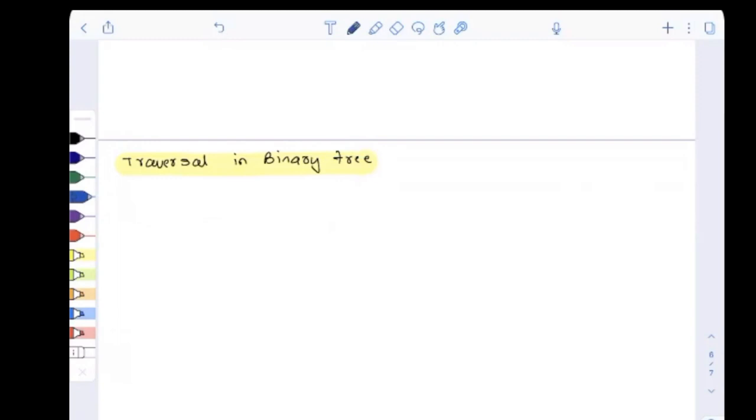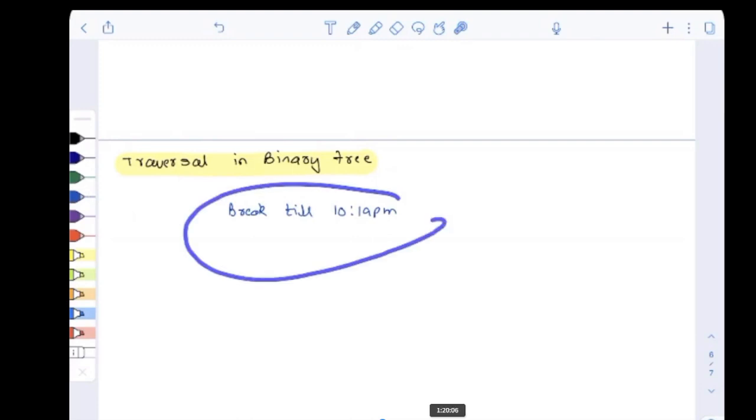Perfect. So it's 10:08 right now, guys. Let's take a break till 10:19. And after that, we are going to start our traversal part.